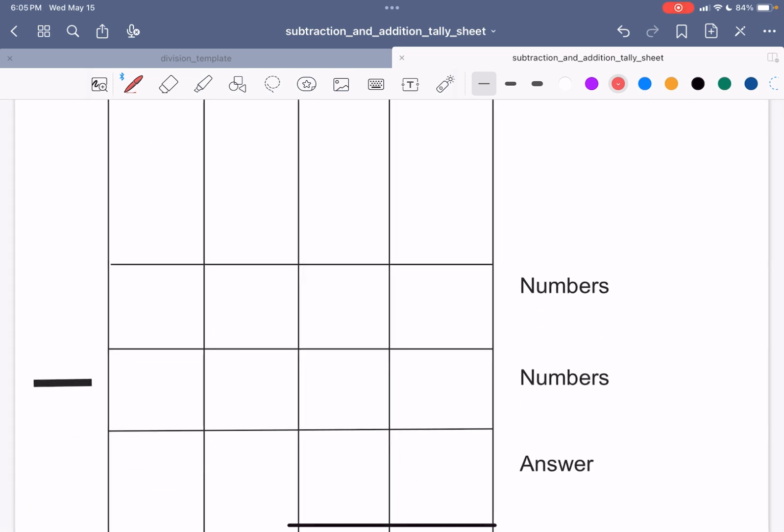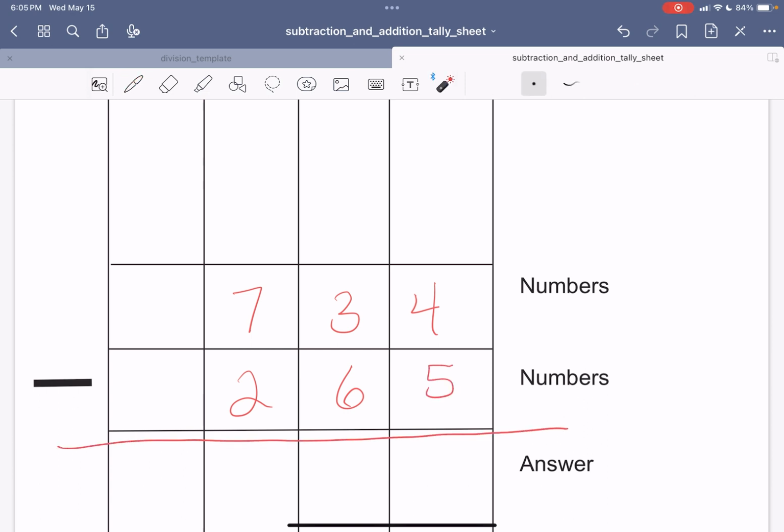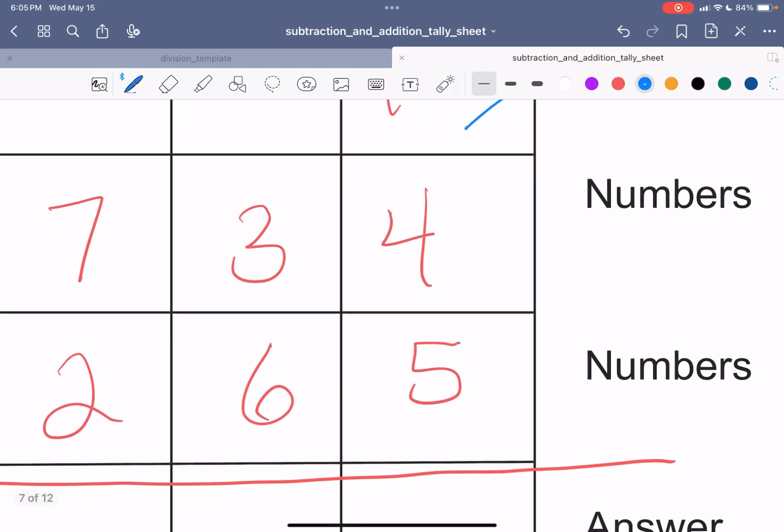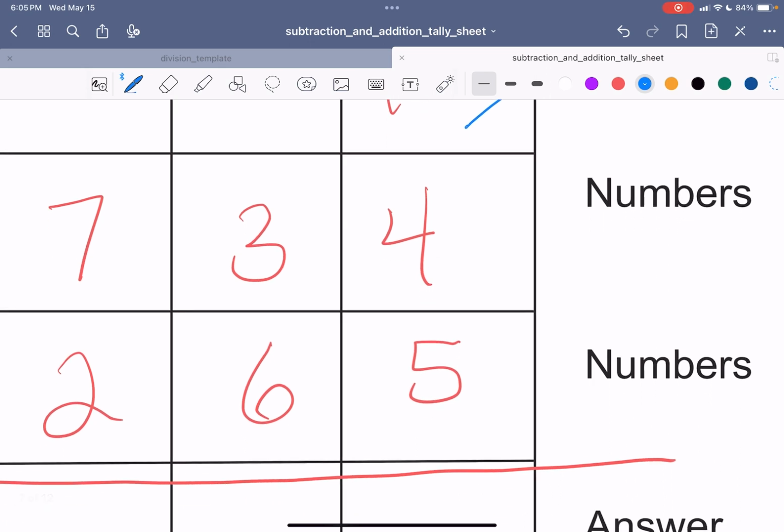Let's do 734 minus 265. So we have 4 minus 5. So 1, 2, 3, 4. Can I take 5 away from 4? Let's see. 1, 2, 3, 4, 5. Nope, I cannot do that. So I can't do that.